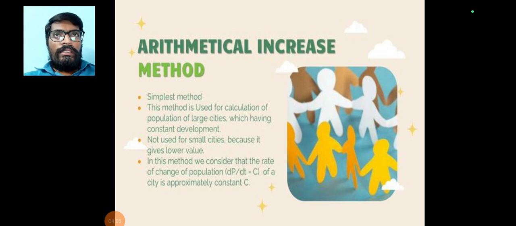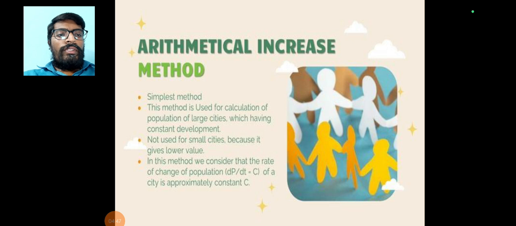In this method, the average increase in population per decade is calculated from the past census reports. The increase is added to the present population to find the population for the next decade. It is assumed that the population is increasing at a constant rate, that is, dP by dt is equal to C. The rate of change of population with respect to time is constant.